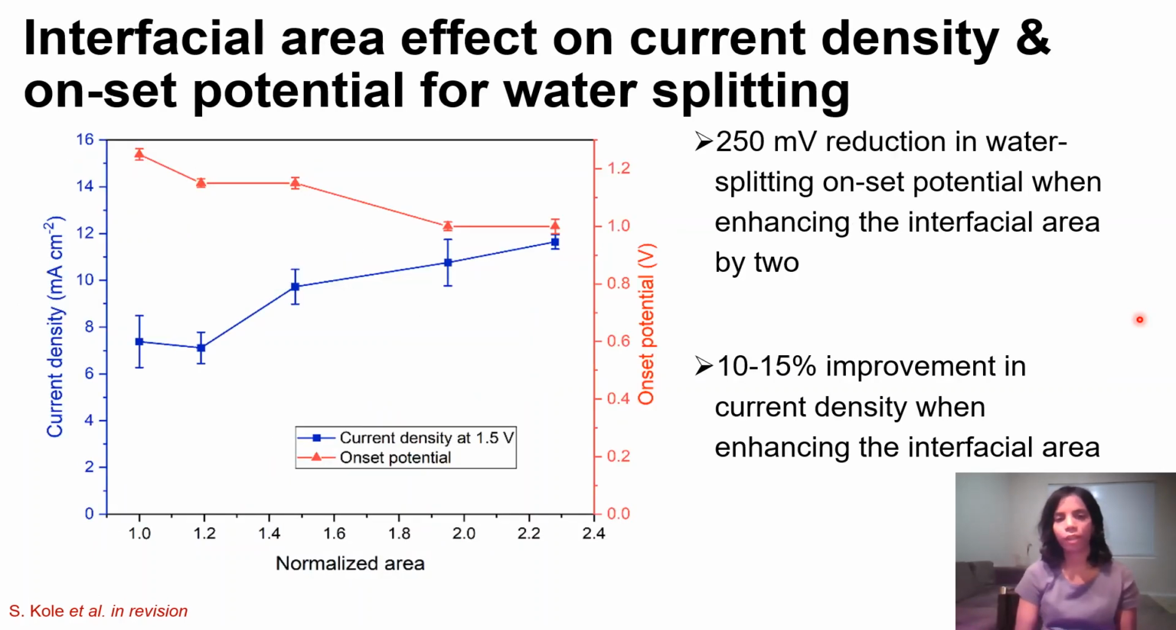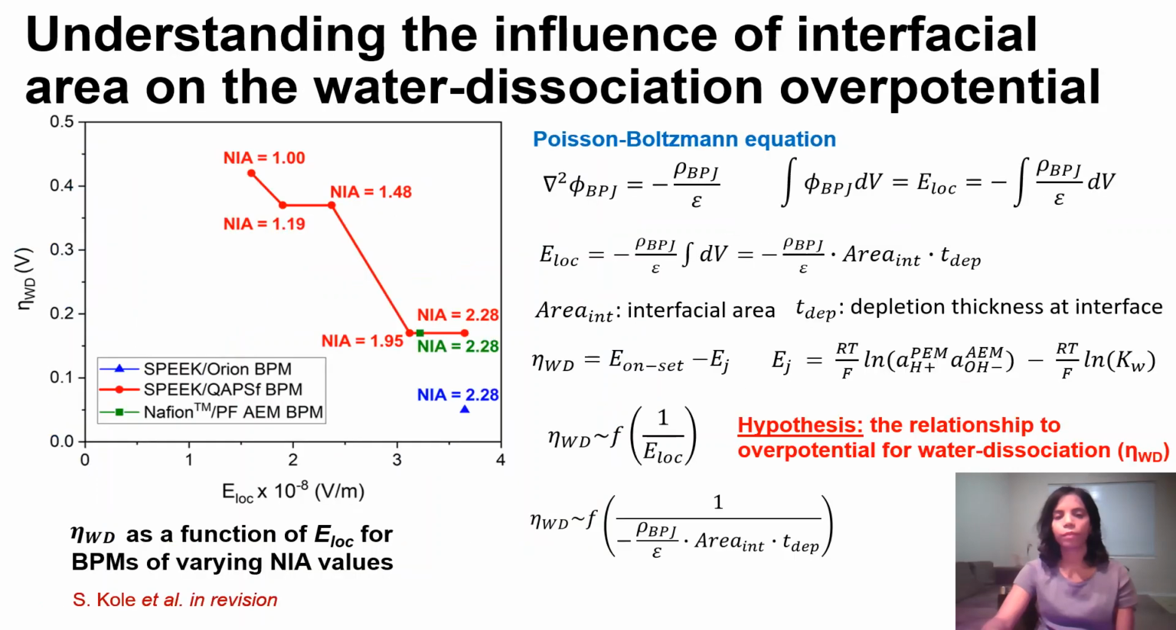This graph shows the current density at 2 volts and the onset potential for water splitting, which is calculated from the previous graph. So it is obvious that there is an improvement in BPM performance as we reduce the feature size and increase the normalized area. There is a 250 millivolt reduction in water splitting onset potential on enhancing the interfacial area by 2. There was also a 10 to 15% improvement in current density when enhancing the interfacial area with the same factor.